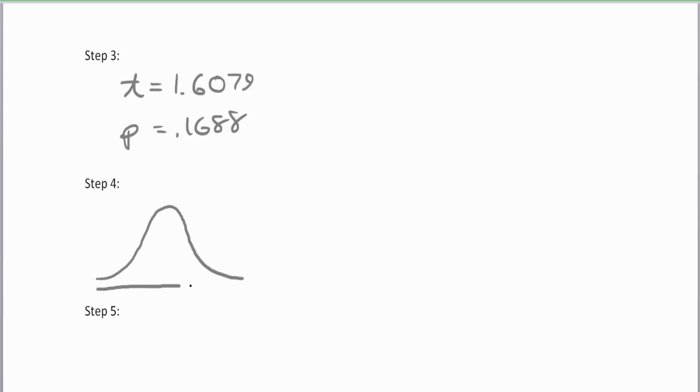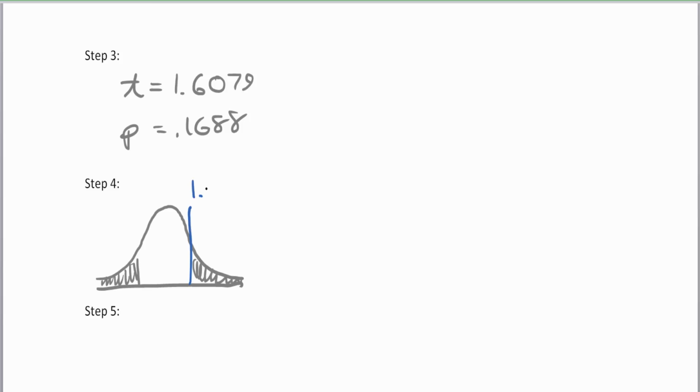So what we have here is the t-value, which is 1.6079. Our p-value is 0.1688. And our step 4 would be this beautiful t-curve here. T-curve based on degrees of freedom that we don't have to calculate. Thank you for the calculator. And we're going to plant our flag here at 1.6.